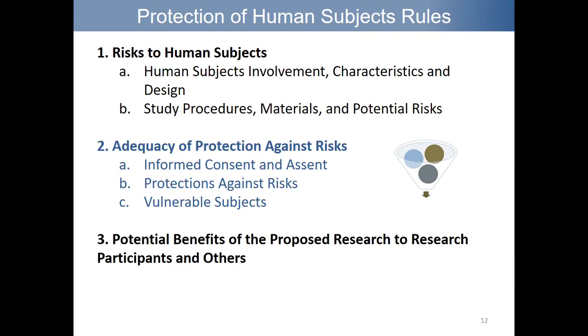Afterwards, potential benefits of the proposed research, both to the research participants as well as others. Even if there's no direct benefit, you can say that. And just to let you know, incentives or payments for participants to participate is not considered a benefit. And then at the end, you want to talk about the importance of the knowledge to be gained, just to make sure and to emphasize to your reviewers that the potential benefits or knowledge to be gained will outweigh any potential risks to the human subjects that are participating in your research.